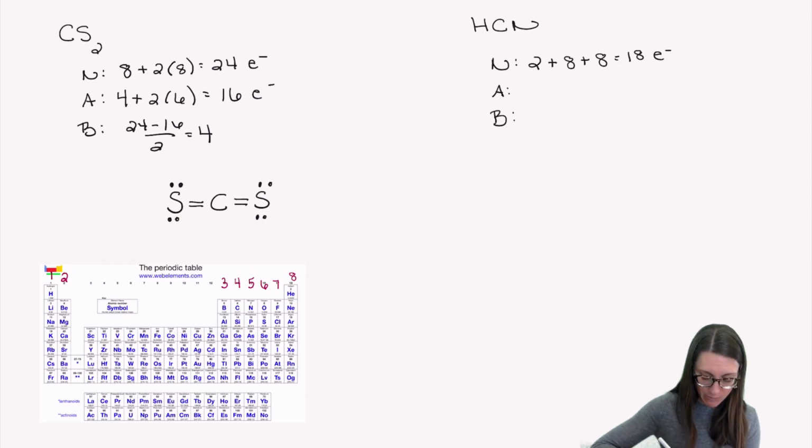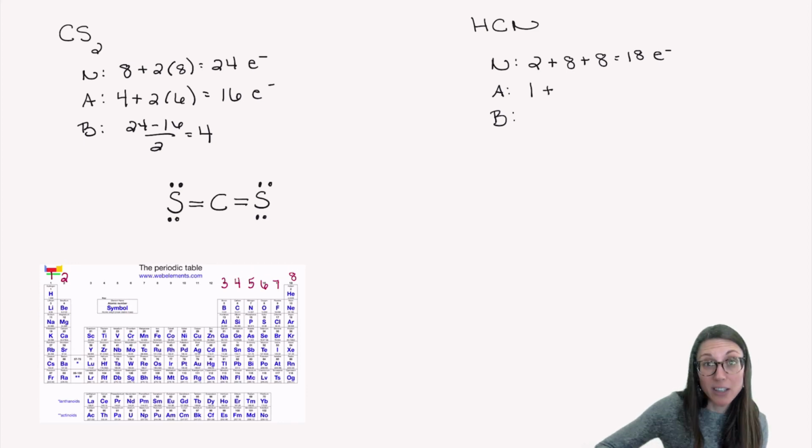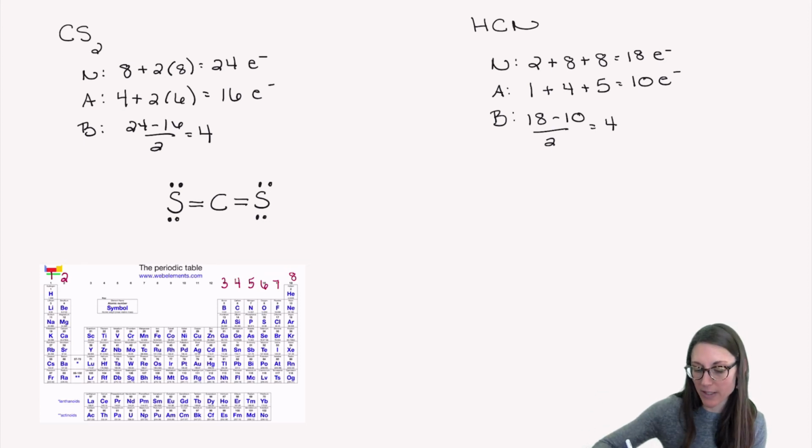Available: hydrogen's in my first group. It only has 1 valence electron. Carbon has 4. Nitrogen has 5. So I have 10 electrons. So my bonds, 18 minus 10 divided by 2 is 4. I get 4 bonds once again.